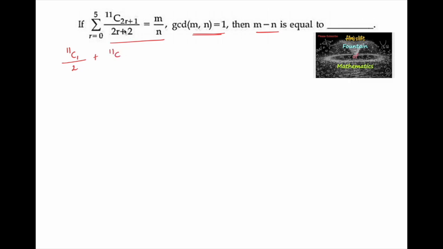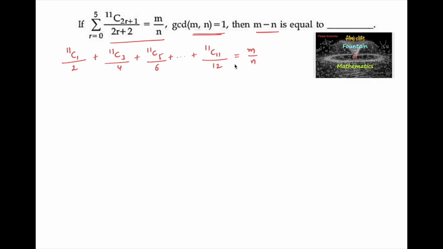can write 11C(2·1+1), that is 11C3, divided by 2 times 1 plus 2, that is 4, and next 11C when r is equal to 2, 2 times 2 plus 1 is 5, divided by 2 times 2 plus 2 is 6, and so on. 11C(2·5+1), that is 11C11, divided by, when r is equal to 5, 2 times 5 is 10 plus 2 is 12, and which is given as M upon N.